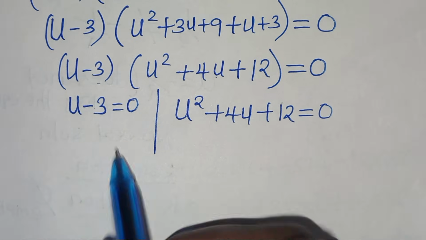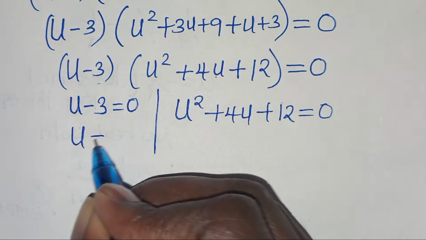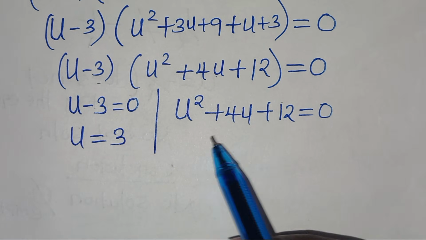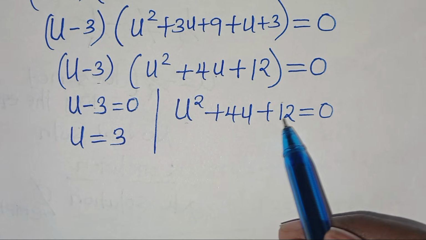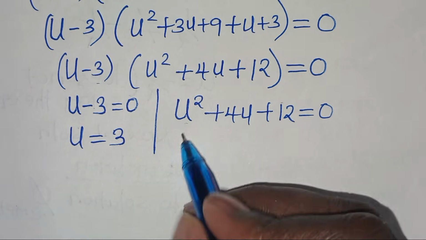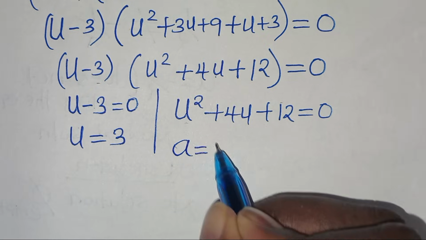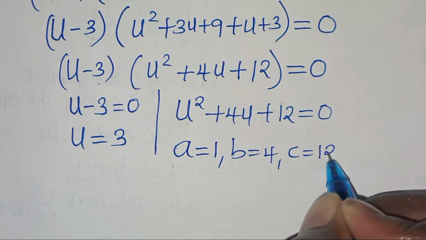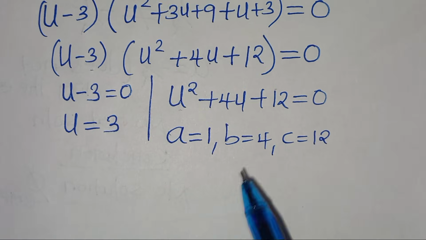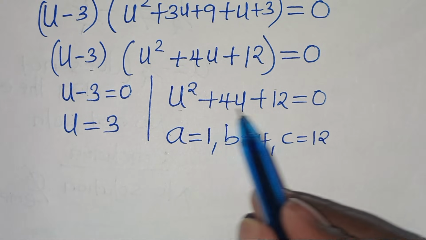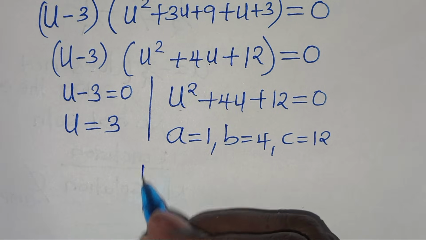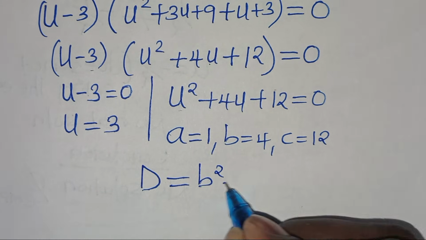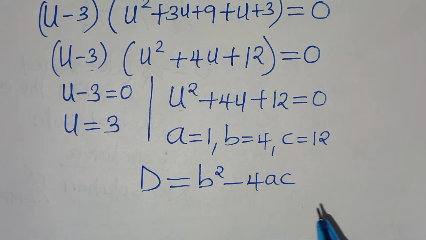Now, from this part here, we have that u is equal to 3. The second part here is a quadratic equation. From this quadratic equation, we have that a is equal to 1, b is equal to 4, and c is equal to 12. Now, let's assess the nature of the roots of this quadratic equation. That is by determining the discriminant value, which is b squared minus 4ac.